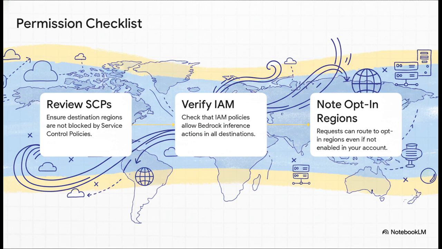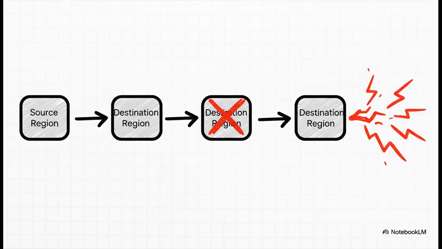Then you've got to verify that your user or role IAM policies allow Bedrock actions in those same regions. And listen up, because if you remember one thing from this whole section, make it this. This is the big one. If even one potential destination region in the profile you're using is blocked by your SCPs, the whole request will fail. It's all or nothing. If you get this wrong, your fancy high availability feature just became a brand new single point of failure.